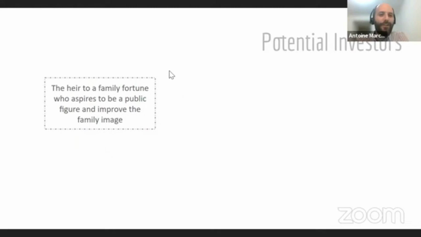What is their clear goal? Yeah, being a public figure. Sorry, improving Mohammed? Family image. That's the goal: being a public figure, improving the family image. So knowing that, how would you approach this person? What arguments, what would you try to play on to get this person interested in investing in your product?